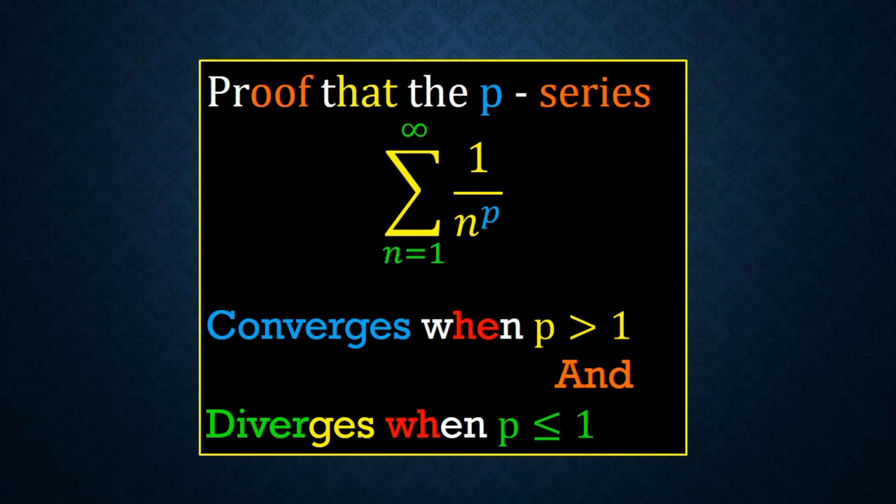In this video, we shall be looking at the proof of the p-series, namely the proof that if we have a series such as the sum from n equals 1 to infinity of 1 over n raised to the power p, this series in particular converges whenever p is greater than 1 and diverges whenever p is less than or equal to 1.